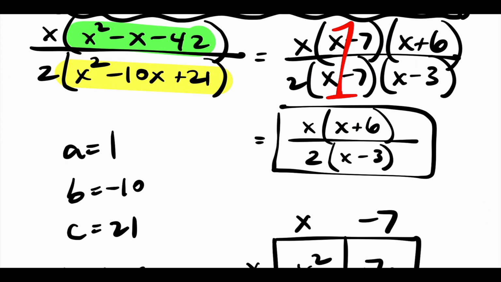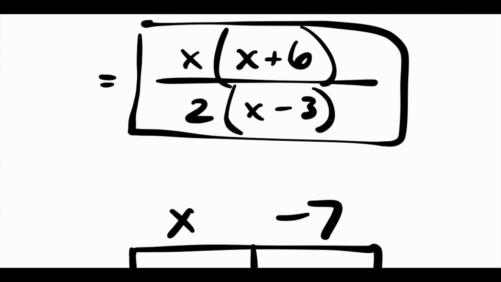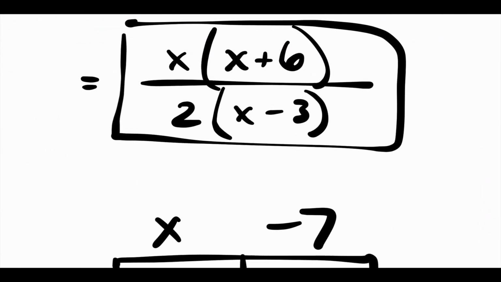Here's a question I'm going to ask you. I asked my last class. This is my finished answer, right? Can I do this? Cancel those guys out. They're both x's. Yeah, the answer is no, I can't. Why not?